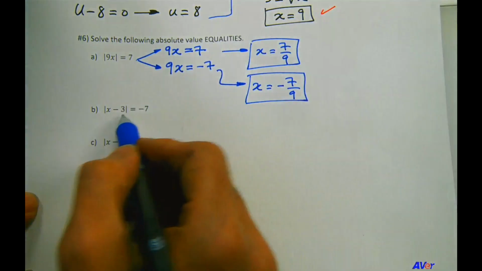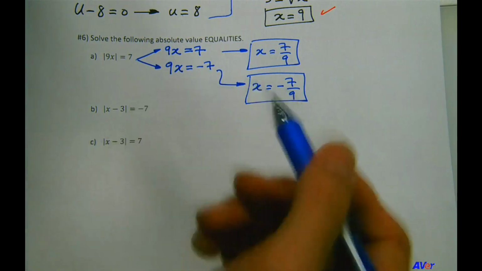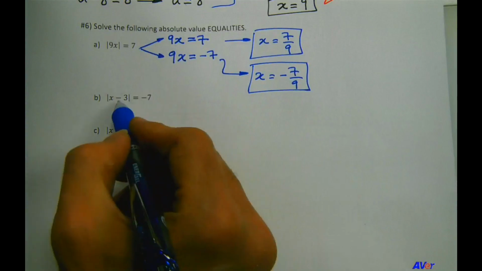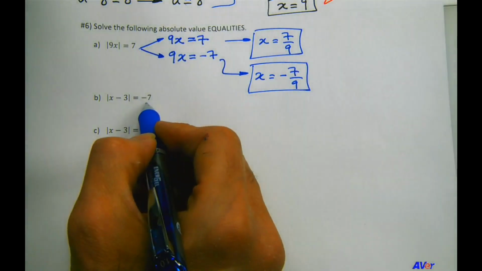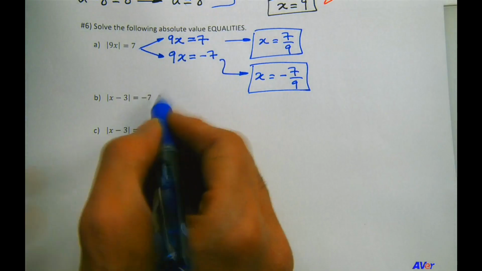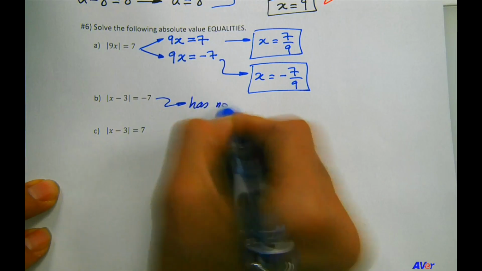I do not like to give trick questions on an exam, and I will not do that, but on a worksheet, once in a while, it's not a bad idea. So this is a trick question, because absolute value is always positive. When is it going to be equal to a negative number? Never. So this one has no solution.